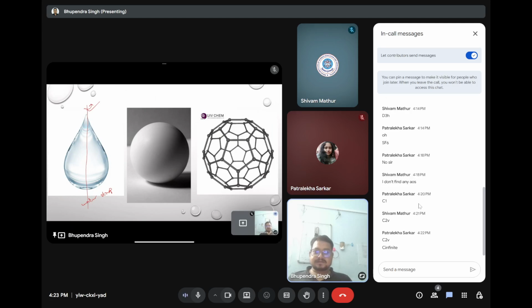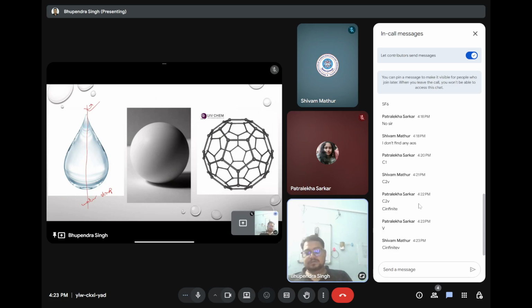Okay, C infinite is the principal axis of this water drop. C infinite V. Okay, yes, because this is your plane also. C infinite V. There is no other perpendicular axis to your principal axis of symmetry. So the point group remains C infinite V. Now tell me what is the point group of this sphere?